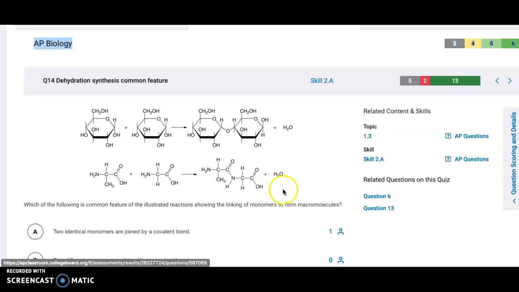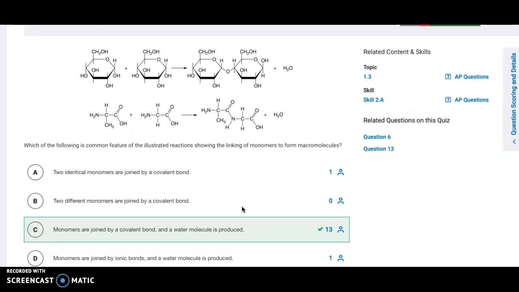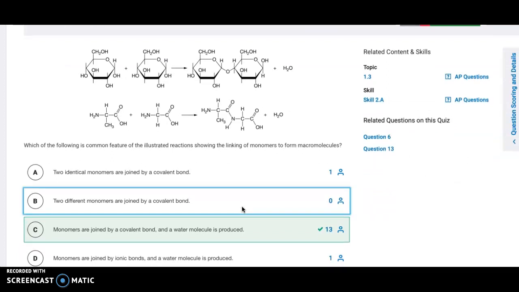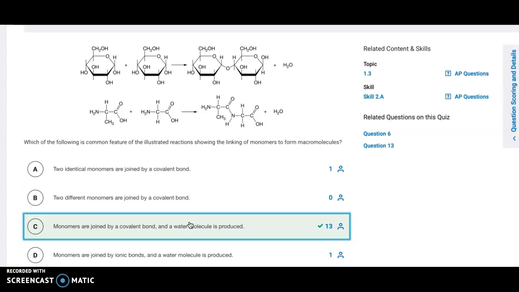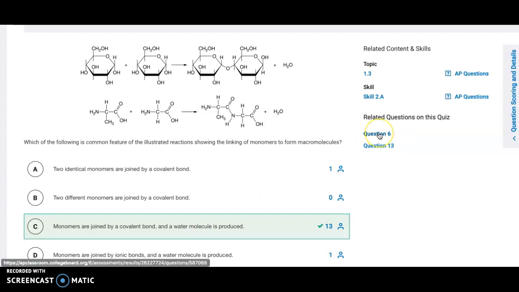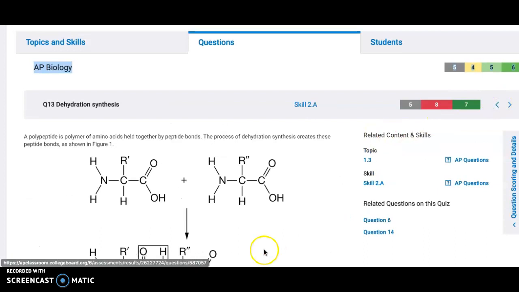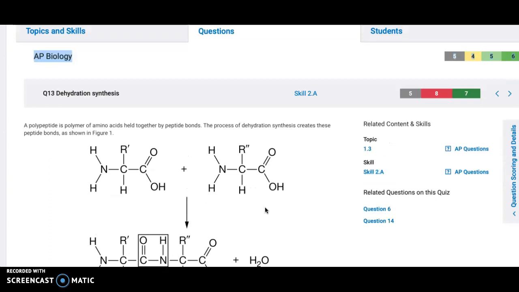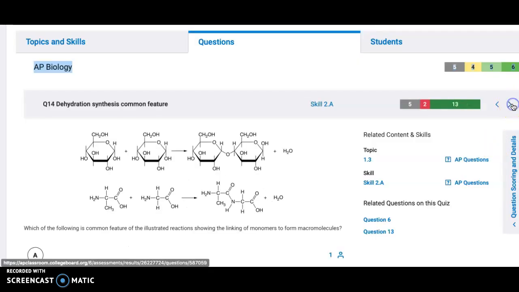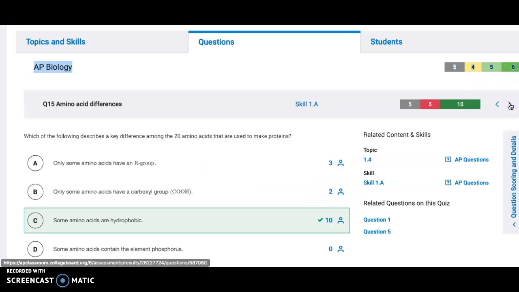Just know your way around those diagrams because you're going to see diagrams. Which of the following is a common feature of the illustrated reaction showing the linking of monomers to form macromolecules? Most of you selected the correct answer here. Could state that monomers use covalent bonding to form polymers. Which is interesting because that's basically what this question was. It was just the details of exactly where that bonding happens. Okay, so looks like a lot of you understand the big idea, maybe need some help with the more specific idea.